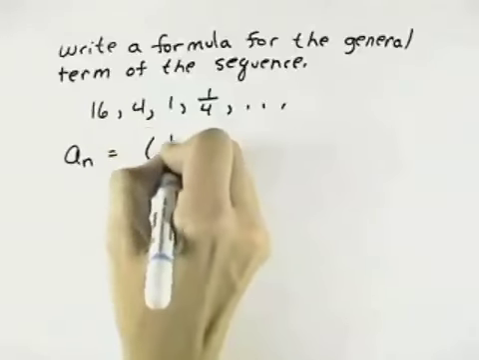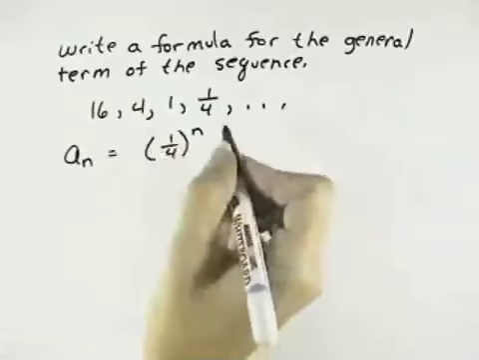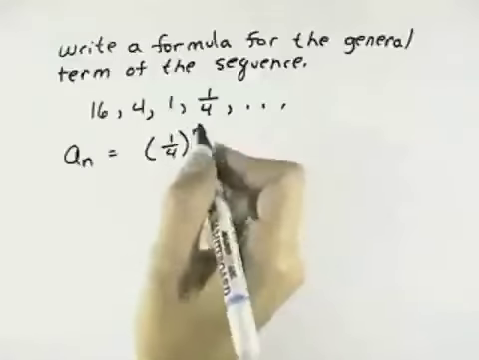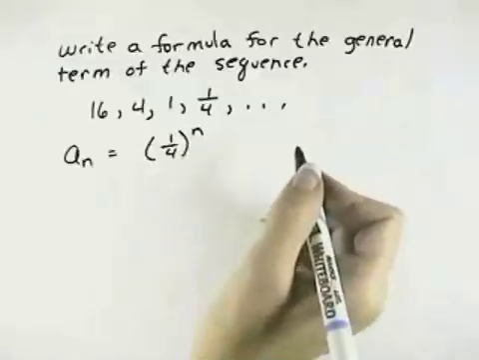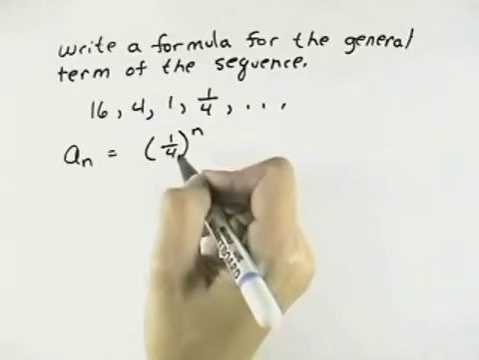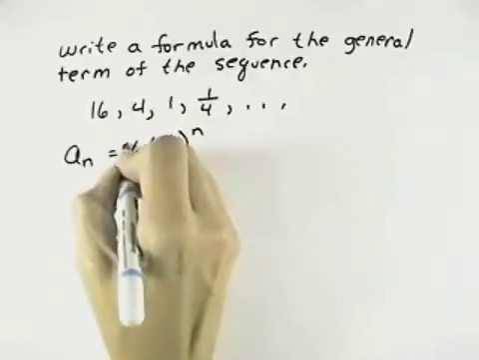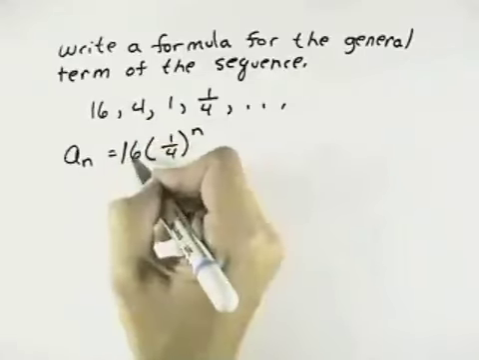That means I'm going to have a 1/4 to some power of n because I'm decreasing as I go along. And so that means I'm multiplying by an additional 1/4 at each stage, because multiplying by 1/4 is the same as dividing by 4. But I need to have a 16 in here somewhere. So maybe I'll multiply by 16 because that'll mean what I start with is 16.